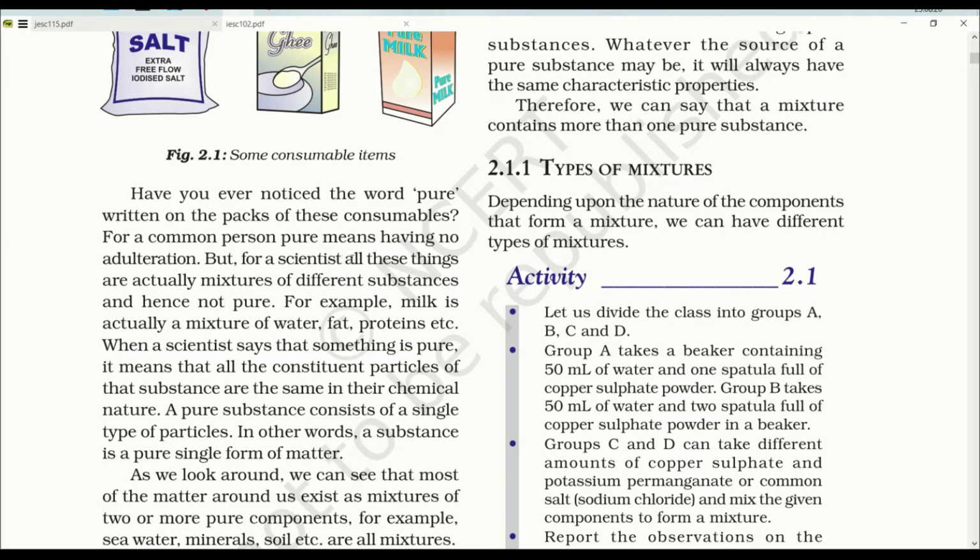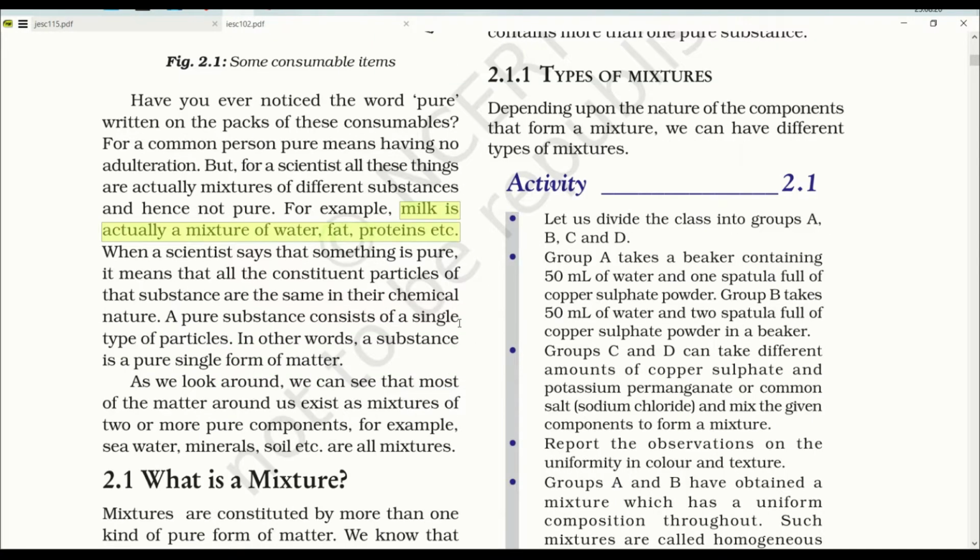For a common person, pure means having no adulteration. But for a scientist, all these things are actually mixtures, hence not pure. For example, milk is actually a mixture of water, fat, protein, etc. When a scientist says that something is pure, it means that all the constituent particles of that substance are the same in chemical nature. So dear students, purity according to a scientist is different from what a layman thinks.